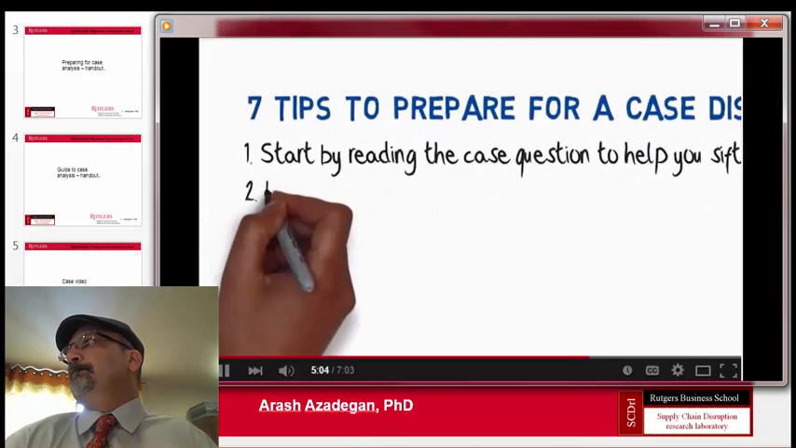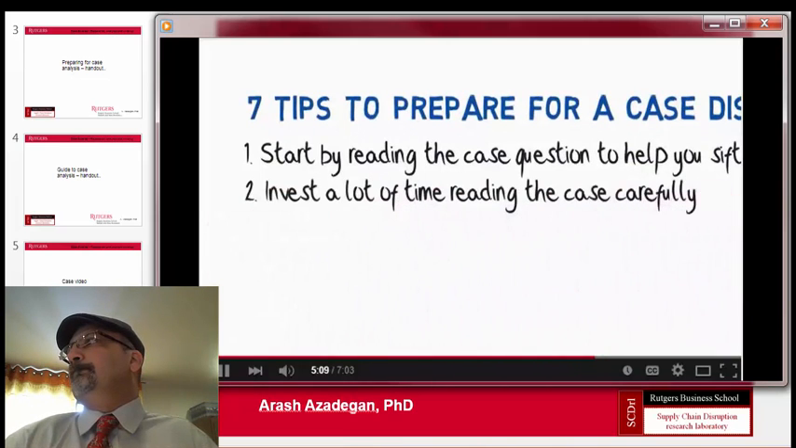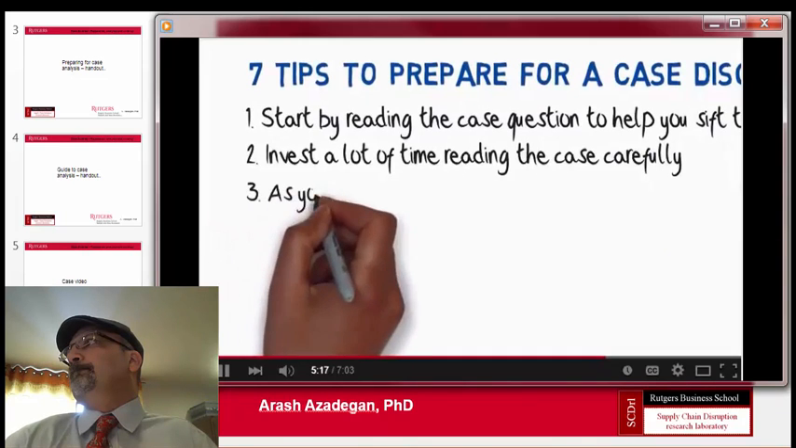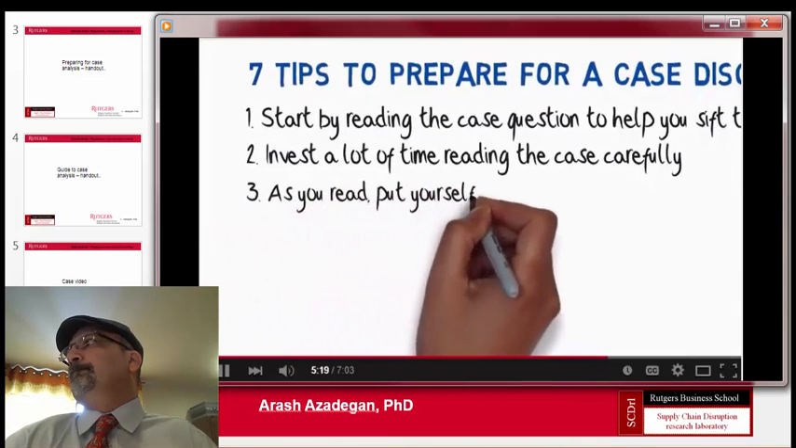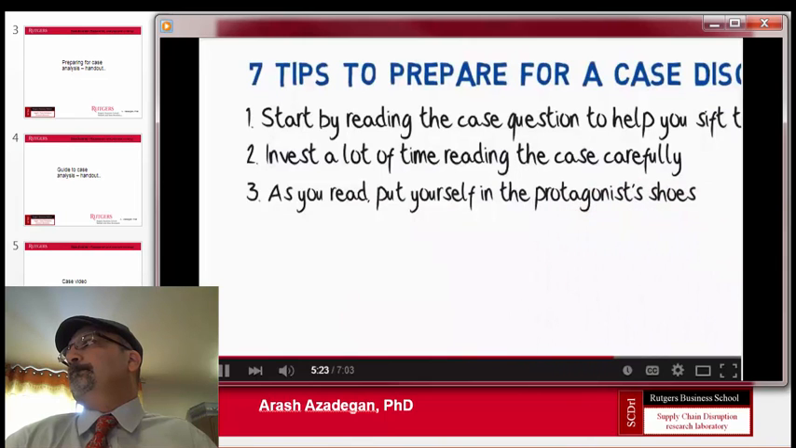Next, invest a lot of time reading the case carefully. Ideally, make it undistracted time. This is not like reading a novel. You need to focus and concentrate. The third tip is this. As you read, put yourself in the protagonist's shoes. The more you can do this, the more realistic your solutions are likely to be.